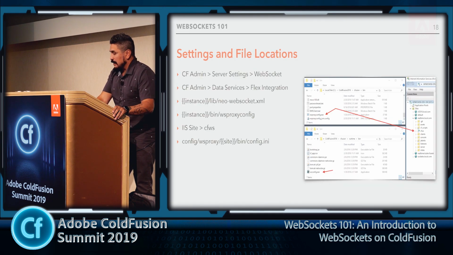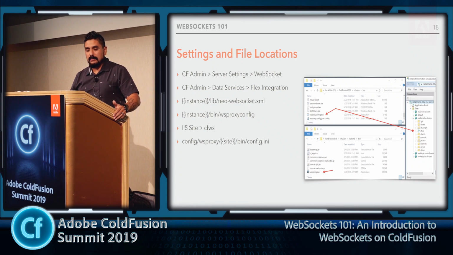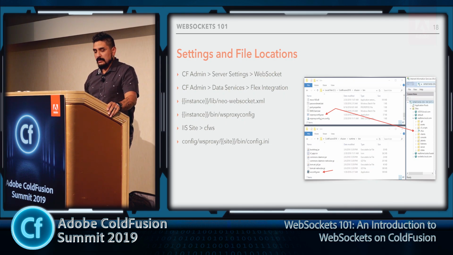So, these settings and file locations. In the CF Admin, under Server Settings, WebSocket, this is where you'll find all the settings for the WebSocket. If you are, for some reason, having to support old browsers, you have to make sure that Flash is enabled in the Flex Integration admin. Then you would need to go to your instance and make sure that the port defined in your WebSocket XML is open.